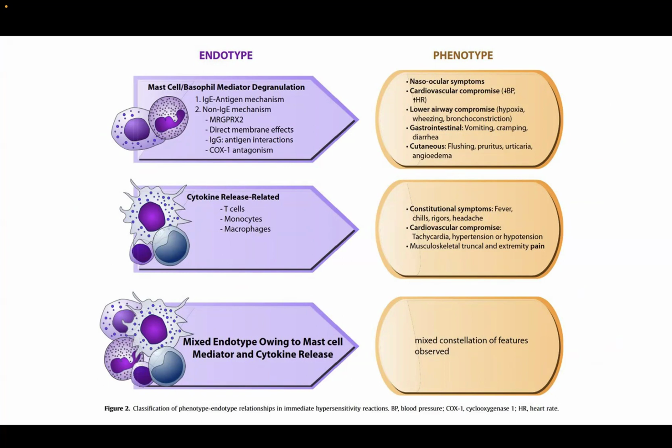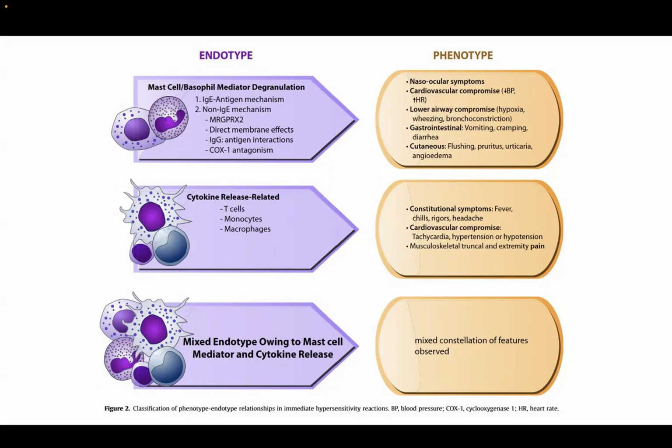This is important to understand, and this is also an evolving area in drug allergy research. So what do we mean by endotype again? It is the underlying mechanism. For the immediate reactions, we have different mechanisms. The major one is mast cell and basophil mediator degranulation, mainly an IgE-antigen mechanism. The antigen attaches to the Fc epsilon receptor 1 on the mast cell or basophil, causing cross-linking, activation, and release of mediators. This is the typical pathway we know.